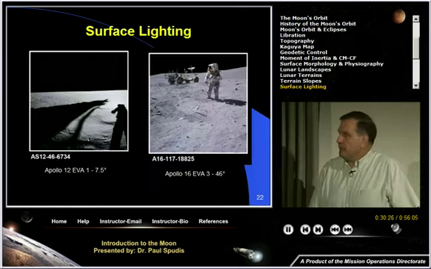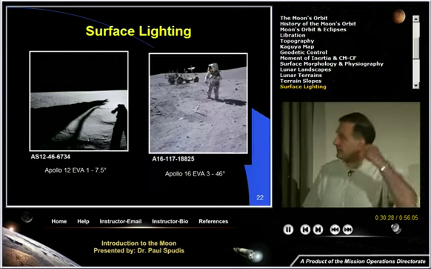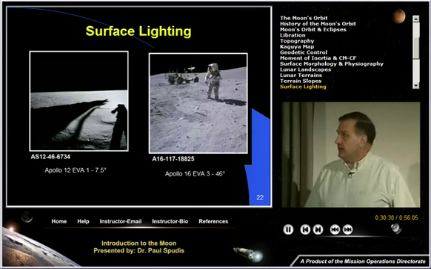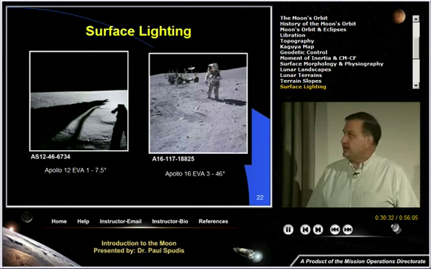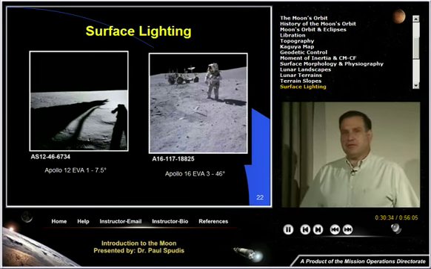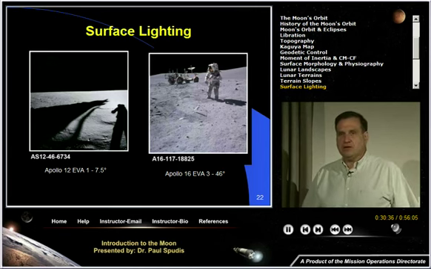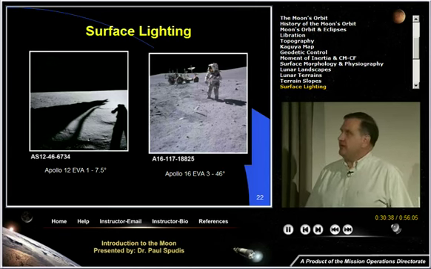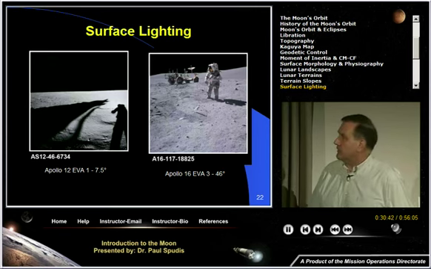The first one was just as Pete Conrad stepped out of the LM on Apollo 12, a 7.5 degree sun angle. You notice that cast shadows are very, very long. And so as you walk along, it can be somewhat confusing, both with your own shadow and the shadows cast by rocks and small craters.